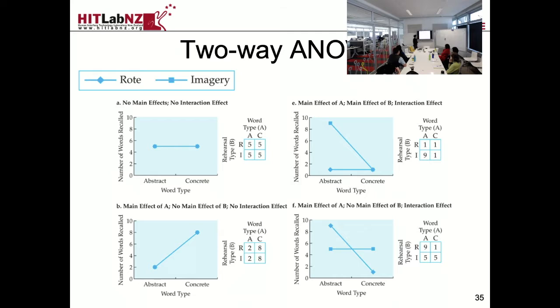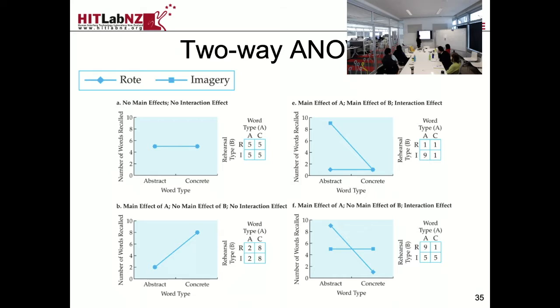What about the main effect? How many main effects can we expect in this situation? Because we have two factors, right? Let's say word type, type A and type B. Possibly there could be two main effects, or just one, or nothing. So let's think about it. Because this diamond and this rectangle have different performance, this one could have more of a main effect than this one, correct?